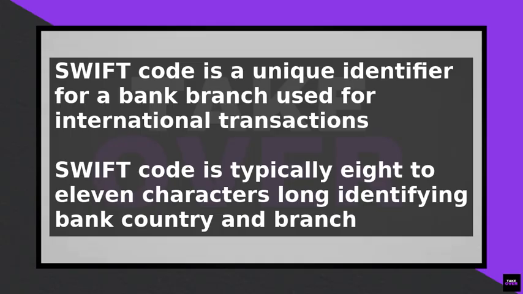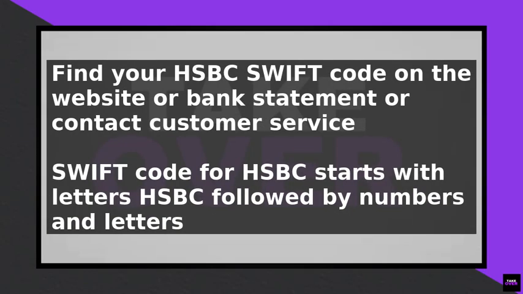You can find your HSBC SWIFT code on the HSBC website, on your bank statement, or by contacting HSBC customer service. The SWIFT code for HSBC will typically start with the letters HSBC followed by a series of numbers and letters. Once you have your SWIFT code, you can use it to send or receive international transfers.